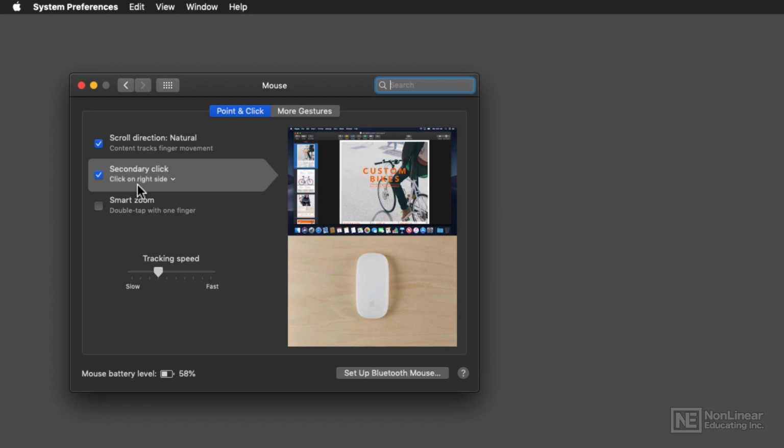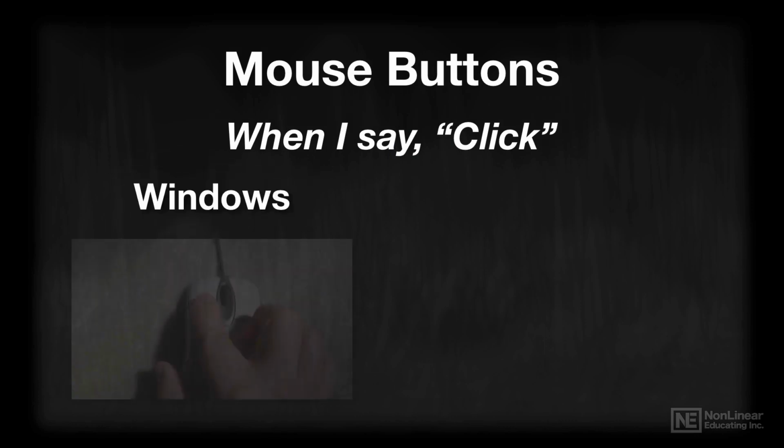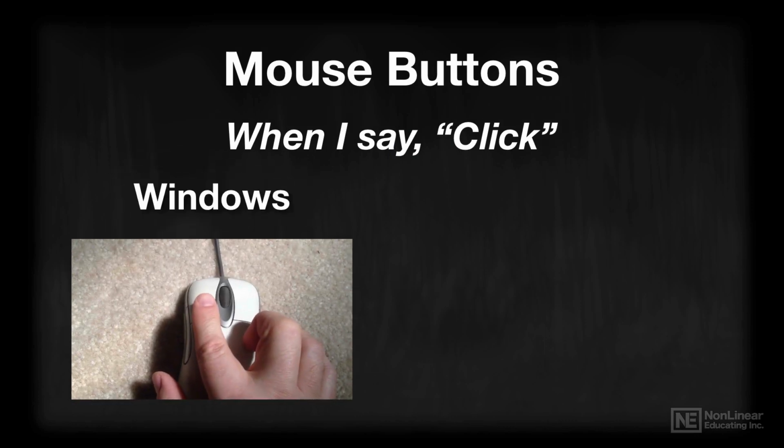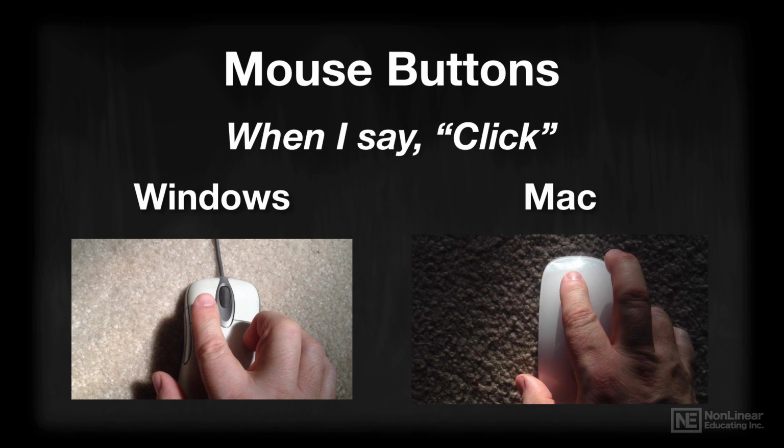So when I say click on a Windows computer, you're going to press the primary mouse button. So if you are right-handed, you're going to click the left mouse button. However, if you're a left-handed user, then you're going to click the primary button, which in that case, if you have your mouse configured for a left-handed mouse, is actually going to be the right button. However, on a Macintosh, a click is just a single click on the only mouse button that is on a Mac or Apple mouse, unless you've configured it inside of the system preferences to have two buttons.